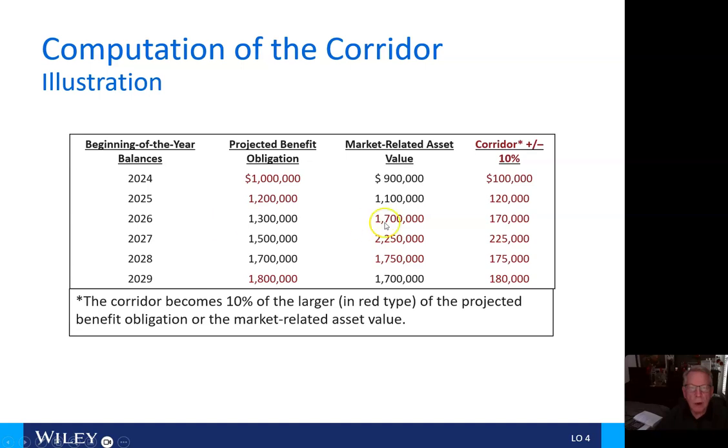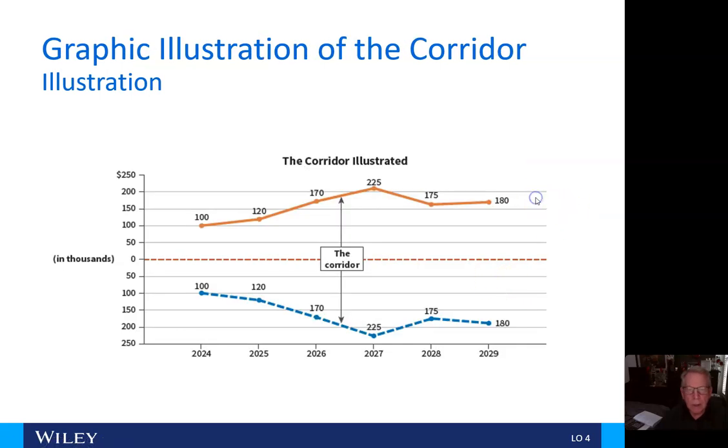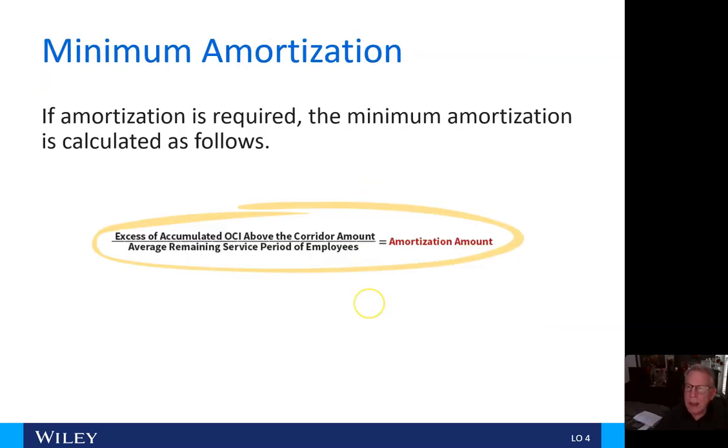We're going to look over here at, this is the corridor, and it's plotted here. And then here we see the absolute values of those plotted. And that is the corridor. Okay, if amortization is required, the minimum amortization is calculated as follows. We take the excess of the accumulated other comprehensive income above the corridor amount, divided by the average remaining service period of employees, and that will give us our amortization amount.